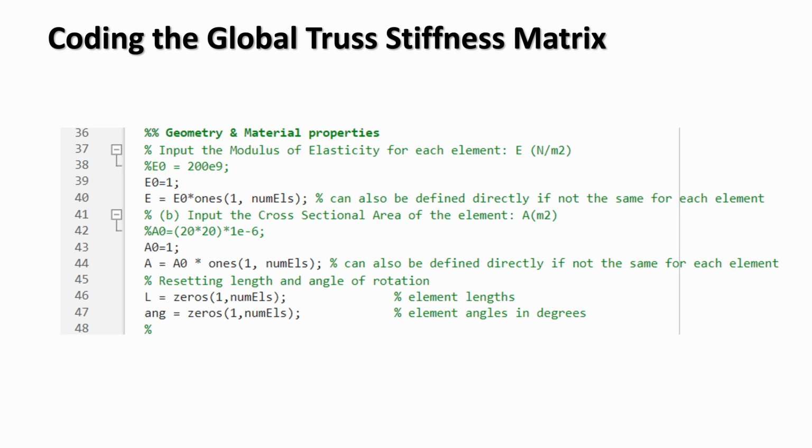As before, we then build vector A, which assigns the area to each element. If each element has the same area, we just repeat the value, as we do in this code. But if we wanted each element to be different, we could enter them individually.